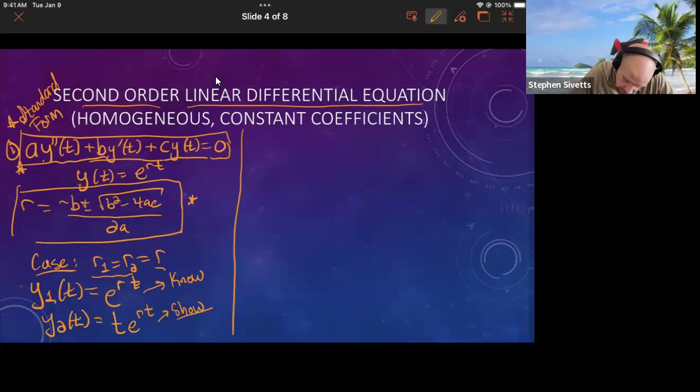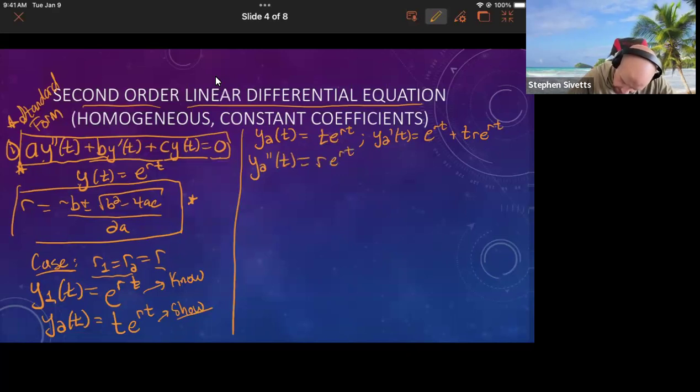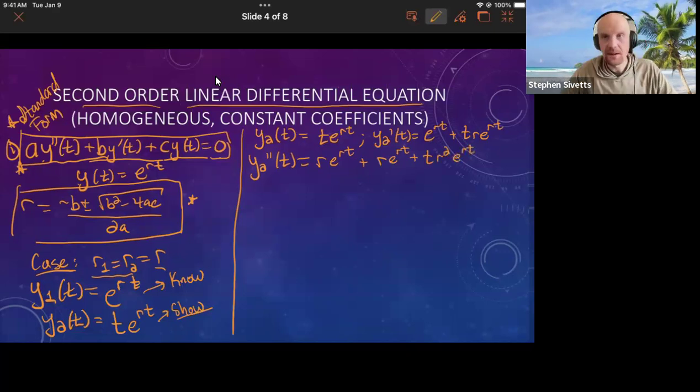Okay, so let's test out to see if this is a solution, first of all. So y2 of t, right? This is t times e to the rt. Then y2 prime of t, we have to use the product rule. So this would equal e to the rt plus t times r e to the rt. And then y2 double prime of t. This would equal r times e to the rt, and then we have to use the product rule again. So r times e to the rt plus t times r squared e to the rt, right? E to the rt.